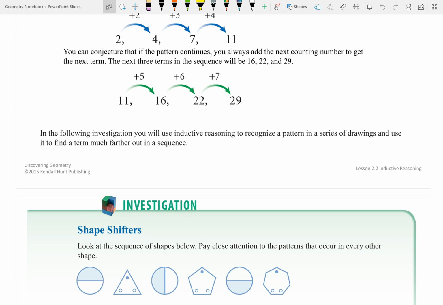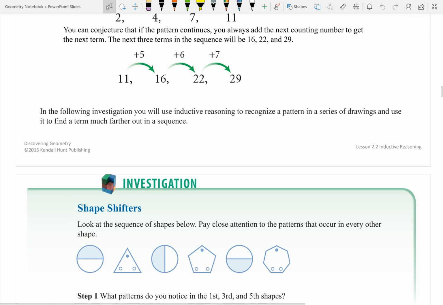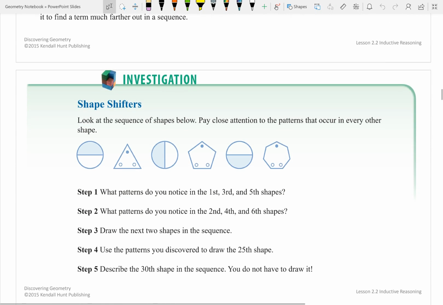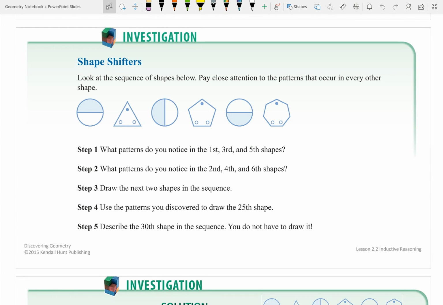In the following investigation, you will use inductive reasoning to recognize a pattern in a series of drawings and use it to find a term much further out in a sequence. Look at the sequence of shapes below. Pay close attention to the patterns that occur in every other shape. What patterns do you notice in the first, third, and fifth shapes? What patterns do you notice in the second, fourth, and sixth shapes?